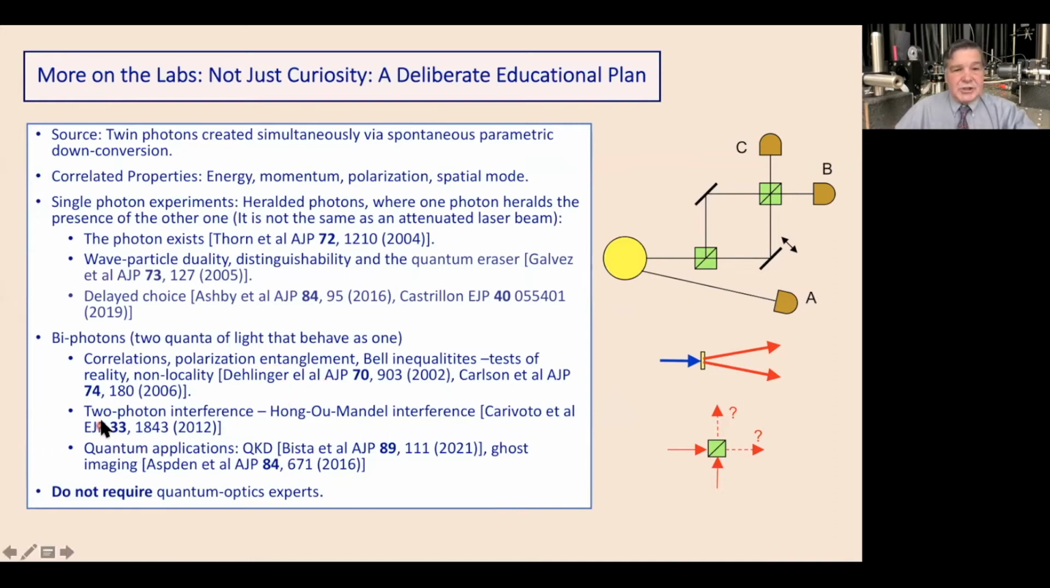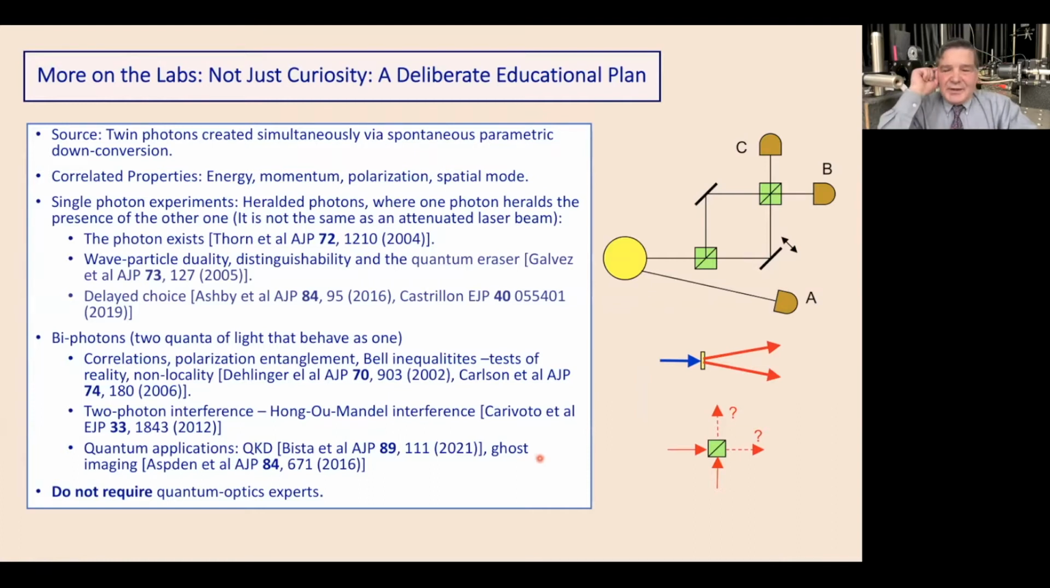And also there's two photon interference. All these are not purely, let's say, abstract questions. We can apply them. For example, you have quantum key distribution, and I'll tell you a little bit about that. There's also ghost imaging, which is a pretty fascinating topic, which can also lead to applications.